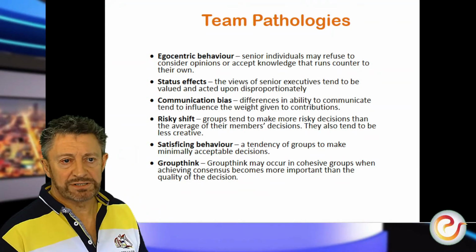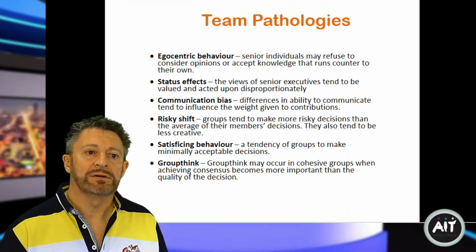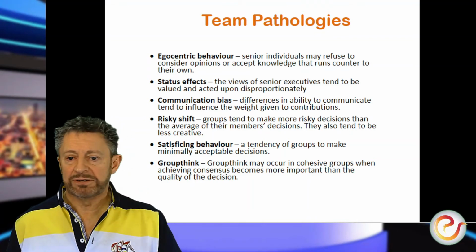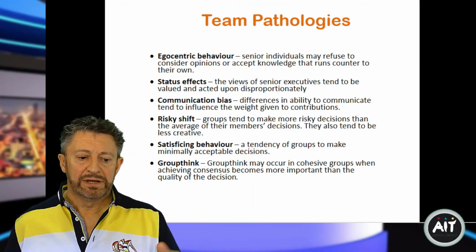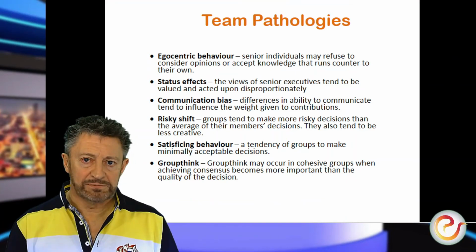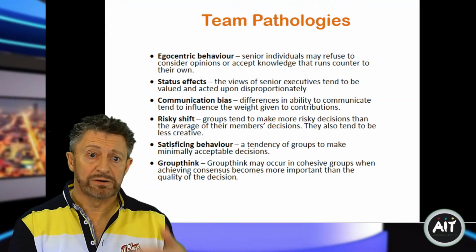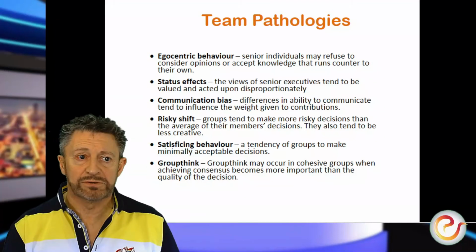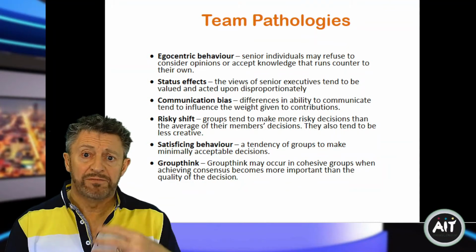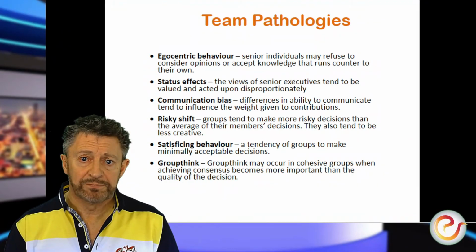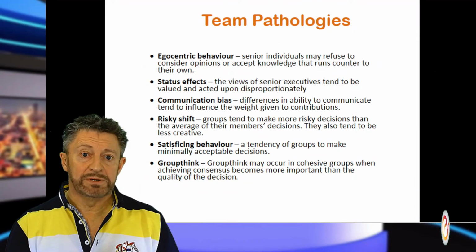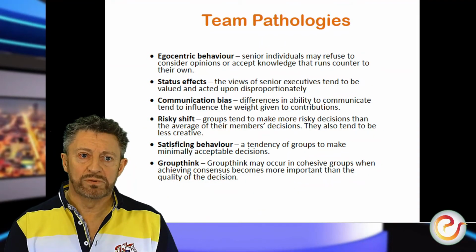Status effects. The views of senior executives tend to be valued and acted upon disproportionately. Simply translated, it means that just because they're a senior manager or a director or a department head, they must know everything. They don't. Absolutely don't. Oftentimes, team members know an awful lot more than their manager's manager, right up to directors or even the CEO level. Technical people, for example, will know nuts and bolts and what works far more than their senior managers. But because they're senior, if they say we should have this kind of chip in there, or we should write the code like this, maybe, we think they must know, therefore we do what they say.